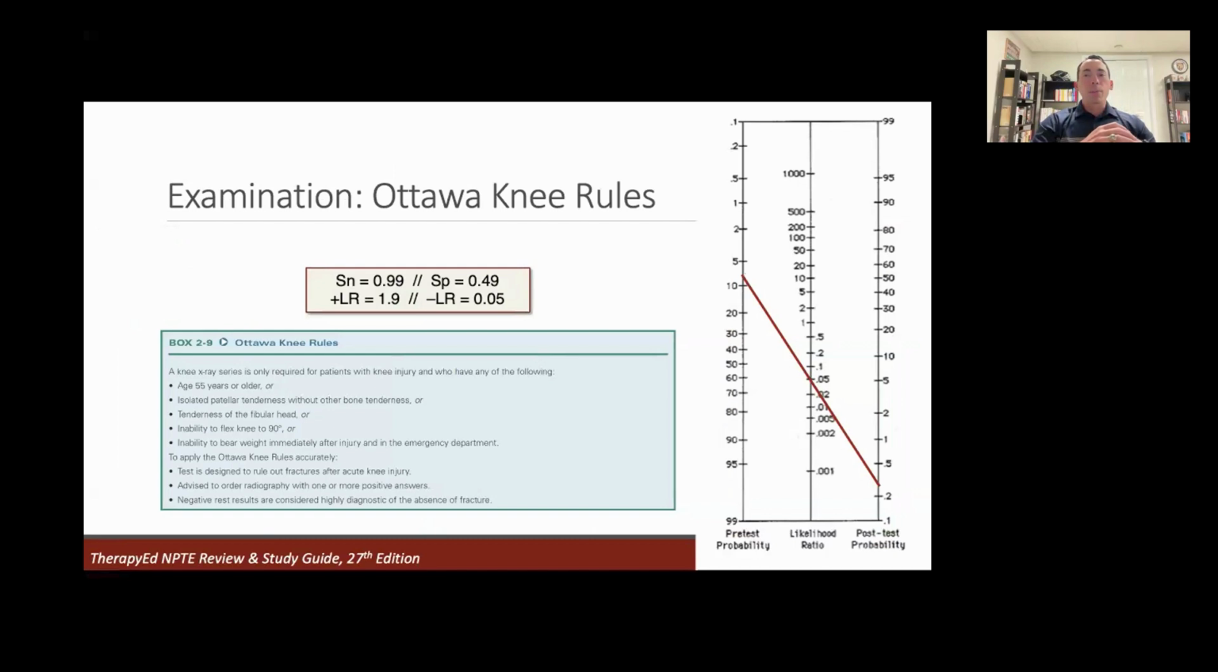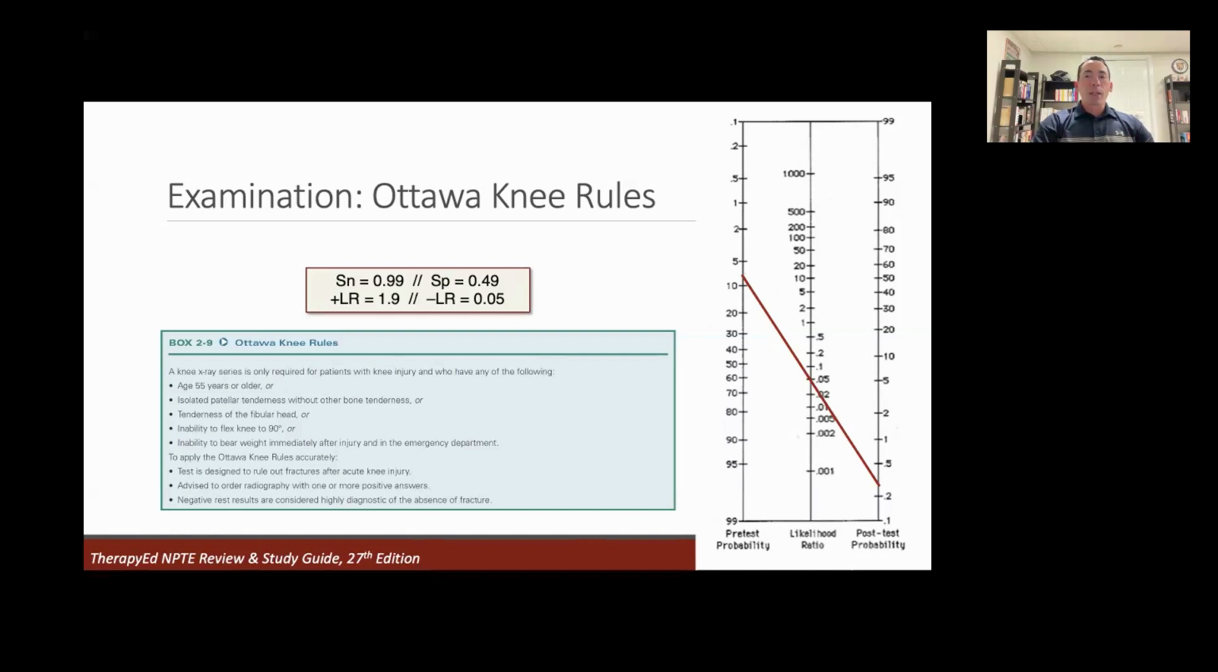Now, fractures of the fibula or patella may occur with traumatic injuries to the knee. So the Ottawa knee rules were developed and validated to assist clinicians with the decision to order radiographs when a patient has an acute traumatic knee injury. The Ottawa knee rule has a sensitivity of 0.99 and a negative likelihood ratio of 0.05, which means that a negative test effectively rules out a fracture of the knee.